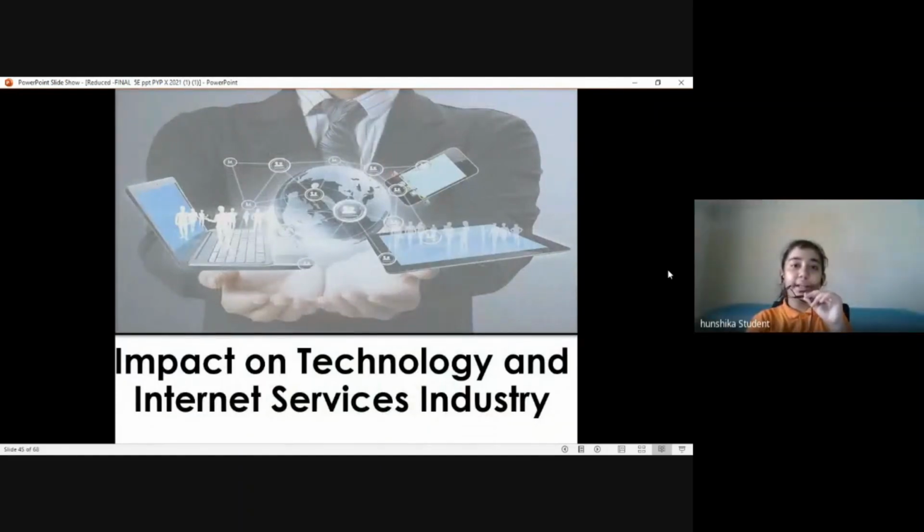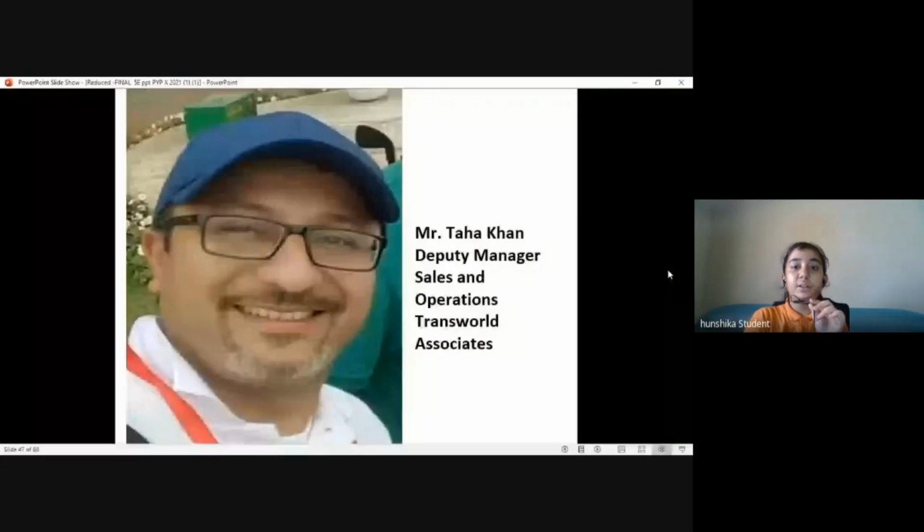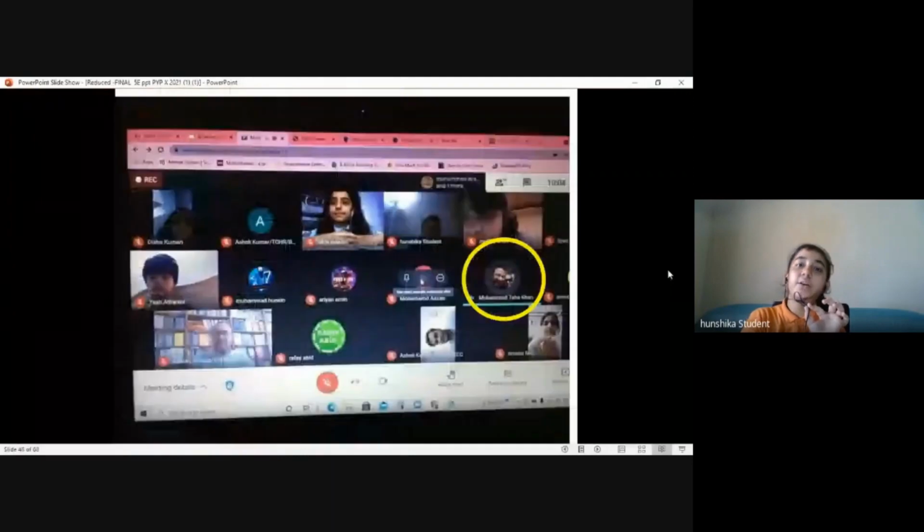At this point, we realized that COVID has not only jammed the economic activities. There are some businesses like sales of digital devices and internet providing services that have got a boom because of the digitalization of businesses. We had an engaging session with Mr. Taha, who is Deputy Manager Sales and Operation in Trans World Associates. He emphasized the importance and role of technology and digitalization as a need of time and the only solution to problems in the future.